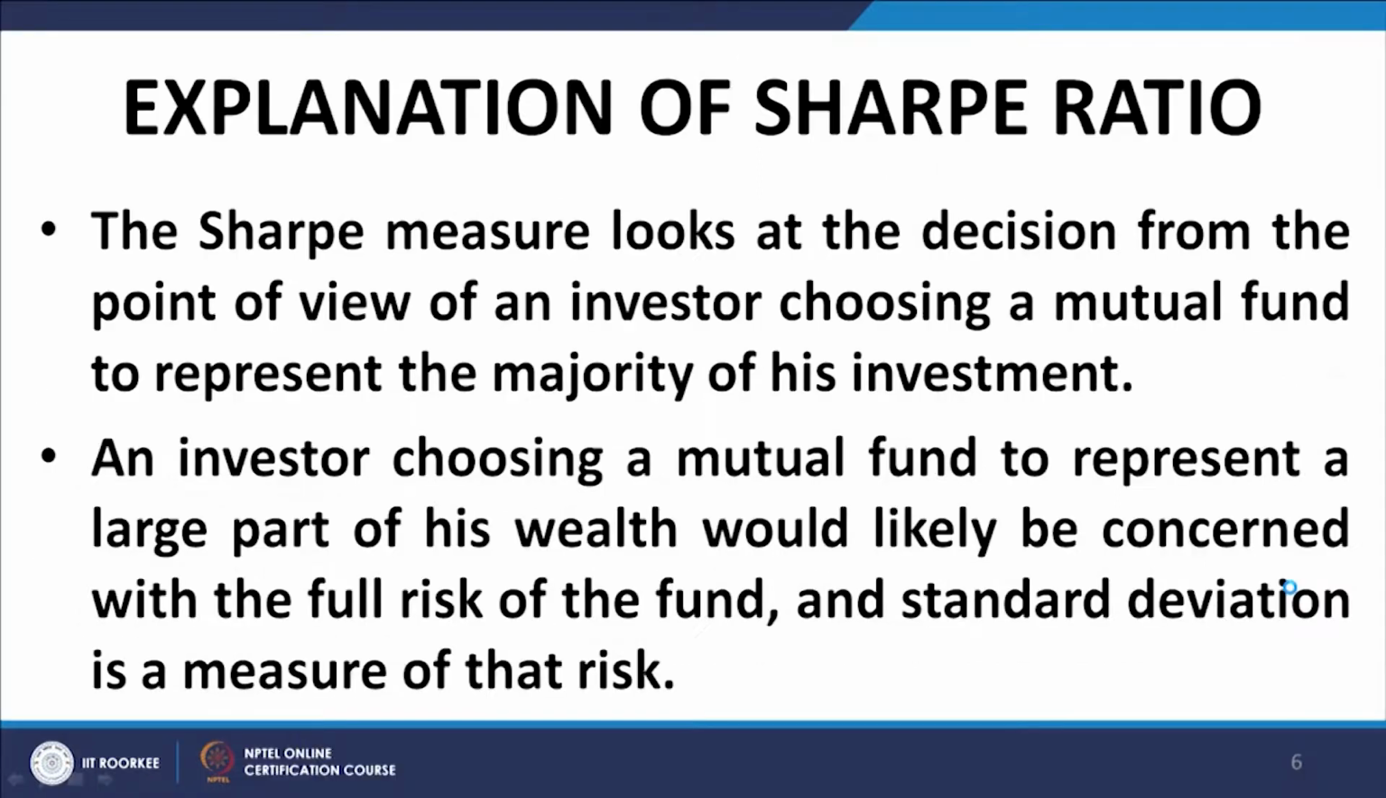Now, as far as the Sharpe ratio or the Sharpe measure is concerned, it looks at the decision from the point of view of an investor who chooses a mutual fund to represent the majority of his investment. An investor who chooses a mutual fund to represent a majority or a large part of his wealth would be concerned with the total risk rather than only the systematic risk, and accordingly would choose the standard deviation as the relevant measure of risk rather than the beta risk.